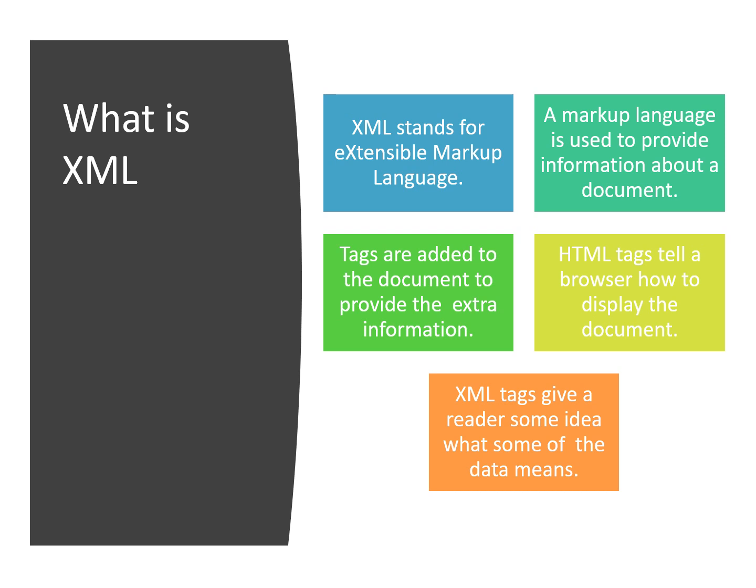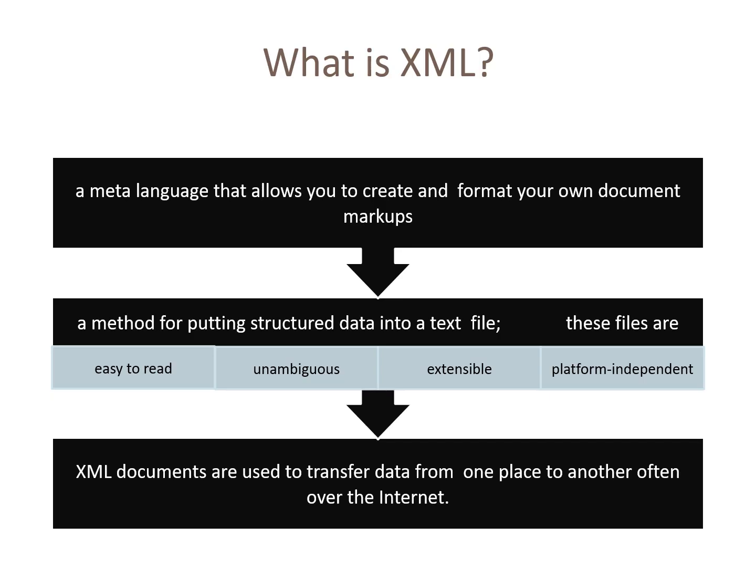What is XML? XML stands for Extensible Markup Language. A markup language is used to provide information about documents. XML tags give the reader some idea what some of the data means. Tags are added to the document to provide the extra information. HTML tags tell a browser how to display the document. Also, XML is a meta language that allows you to create and format your own document markup.